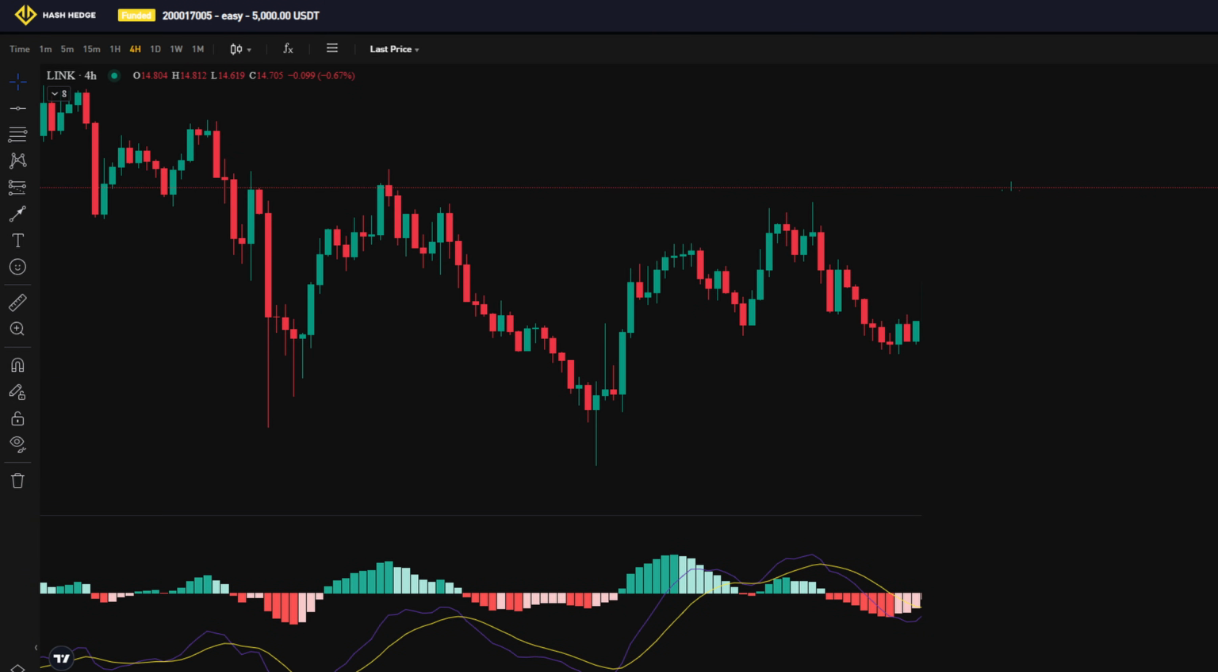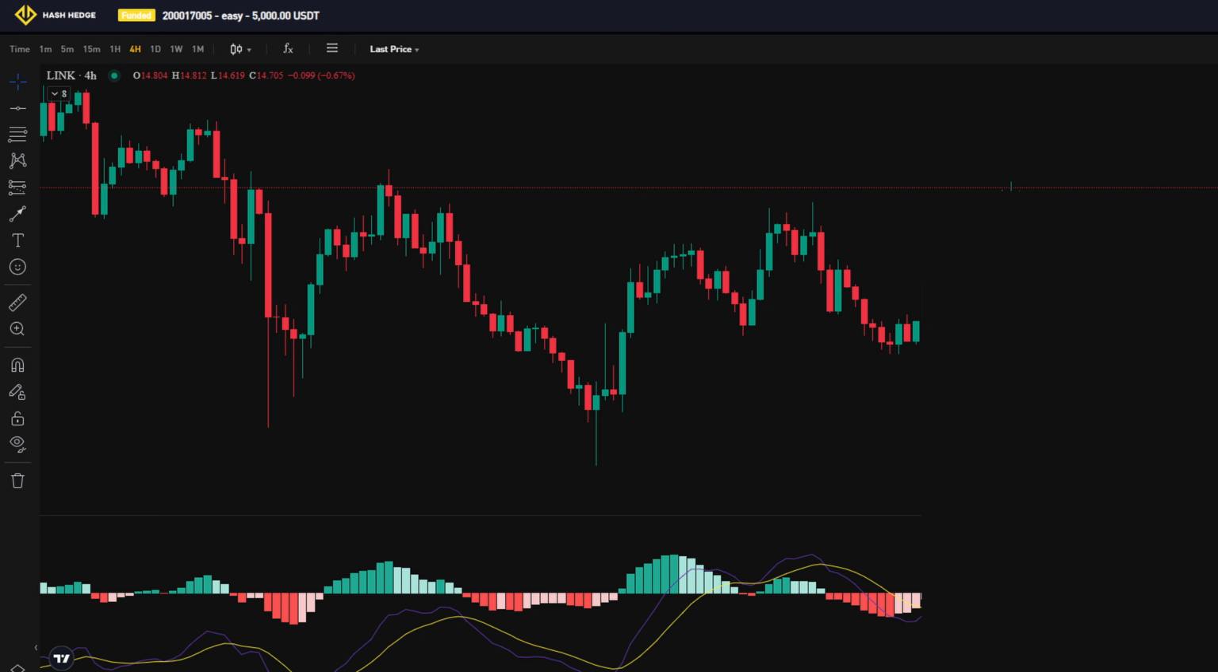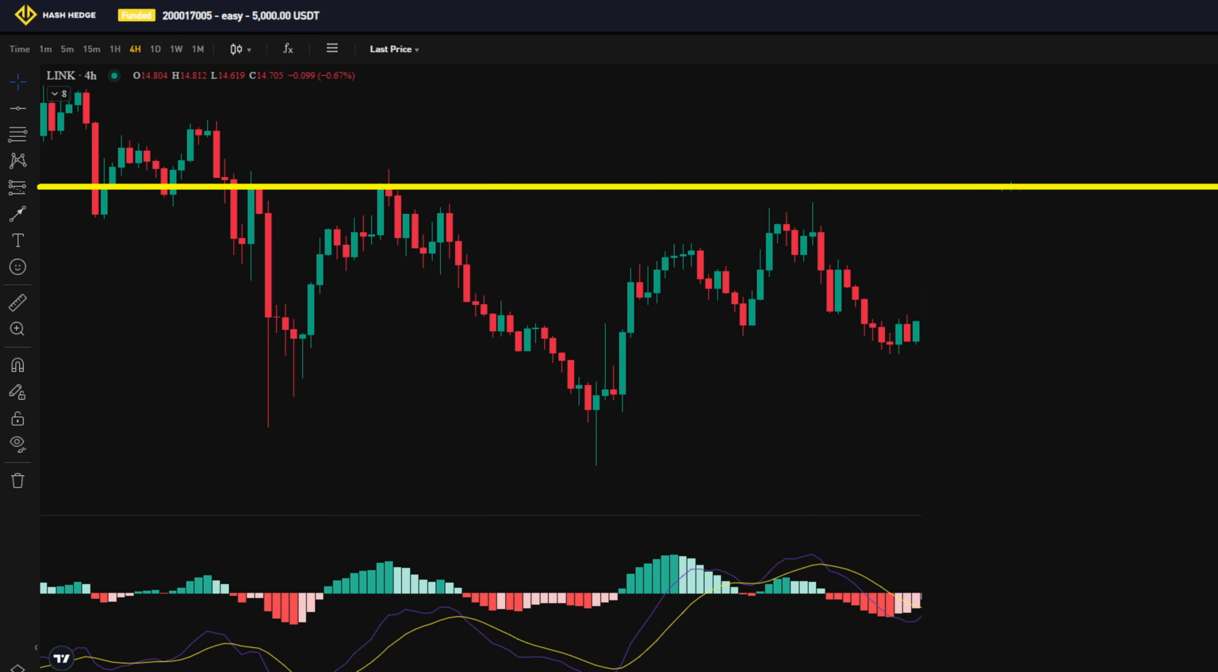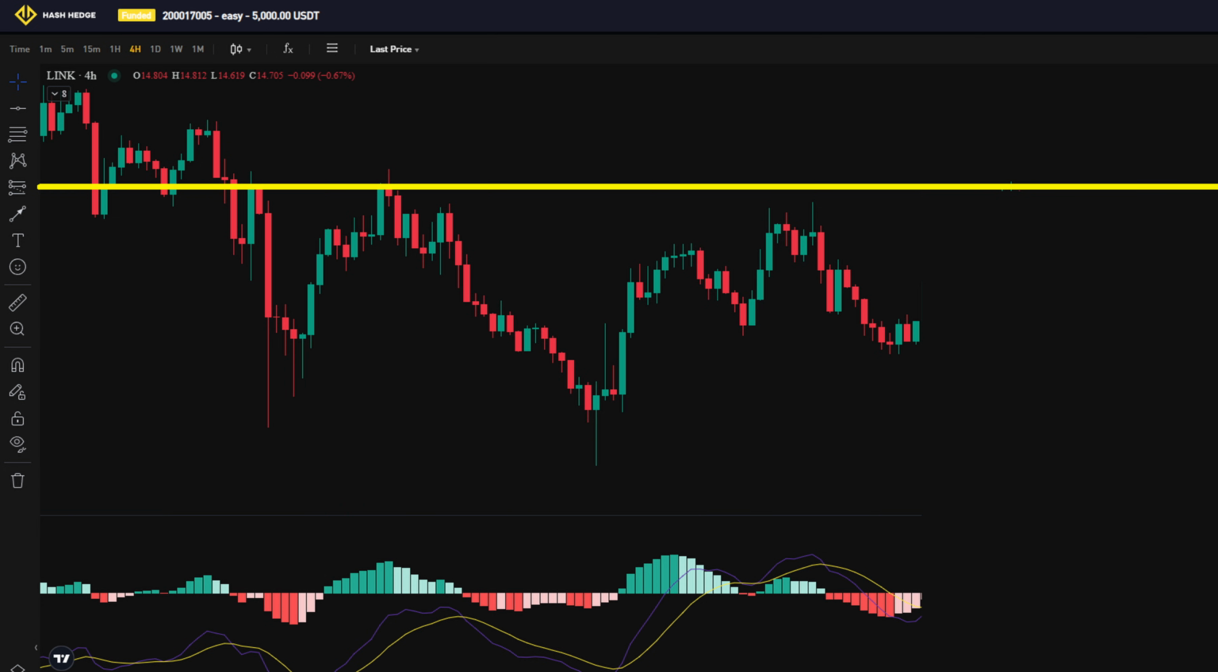Here's how it works. Step 1. Choose a higher time frame, for example, the 4-hour chart. Step 2. Identify a strong key level, support or resistance. Step 3. Wait for price to return to that level. For instance, maybe price hit a resistance zone in the past and dropped. That zone becomes your area of interest. Now, when price approaches that level again, we expect a possible reversal.